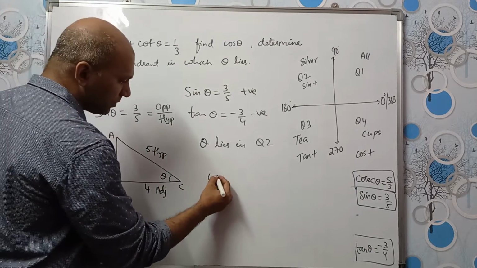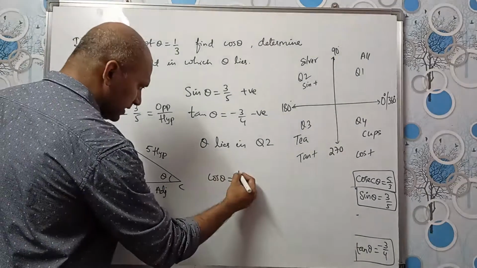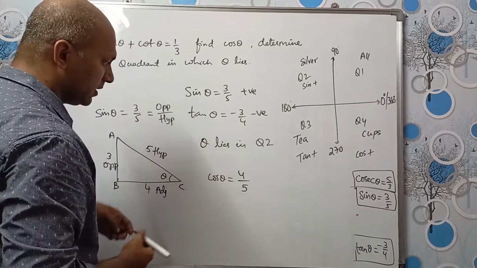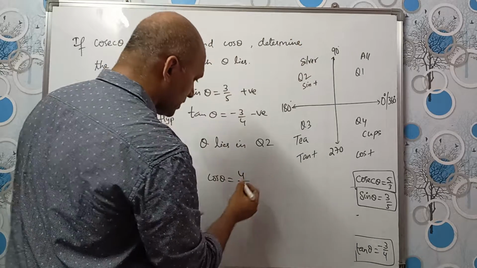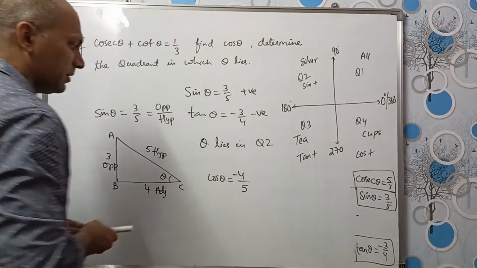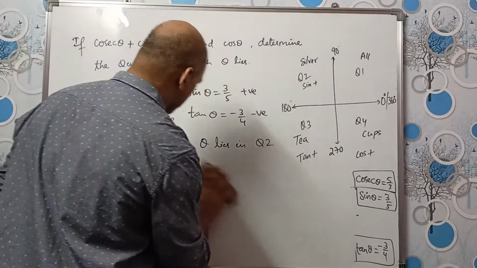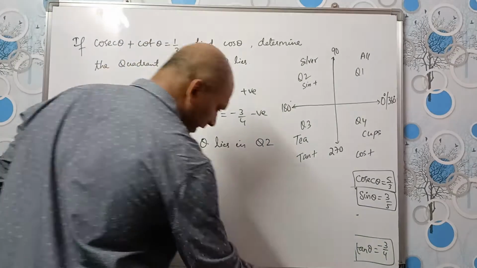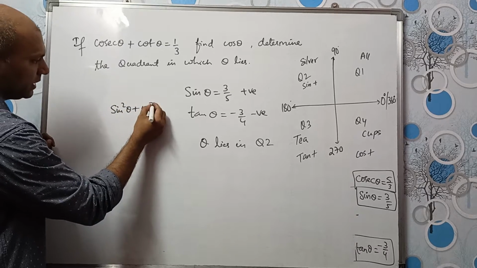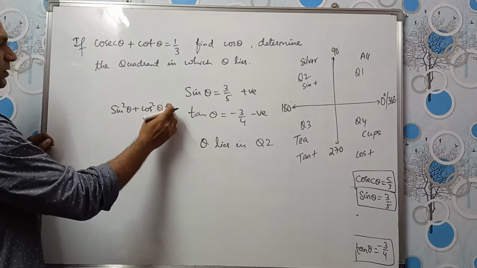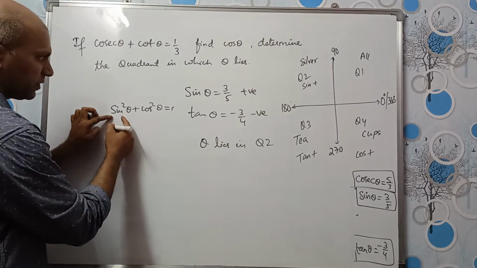This is the hypotenuse and this is the opposite side. What will be the cos value now? What is the cos formula? Adjacent by hypotenuse. Adjacent is 4 divided by hypotenuse 5. But theta lies in the second quadrant, so in the second quadrant cos is negative. So minus 4 by 5 will be the answer. We can do this, or we can use a trigonometric identity. We know sine square theta plus cos square theta is equal to 1. So we can substitute the values here and find cos square theta, or the cos theta value. Sine square theta is how much?